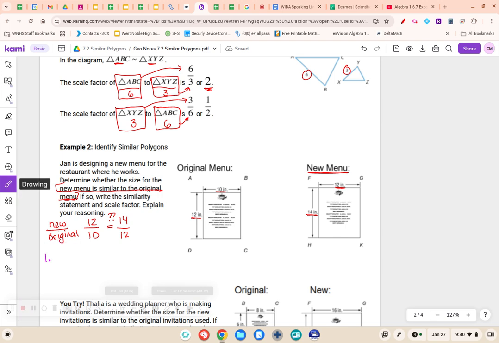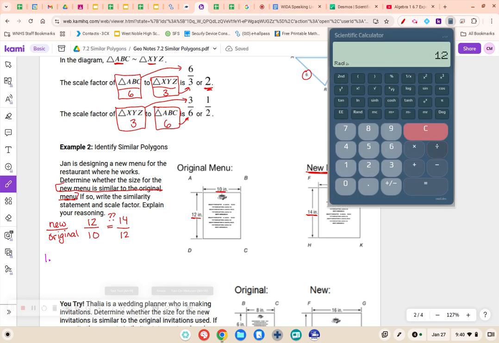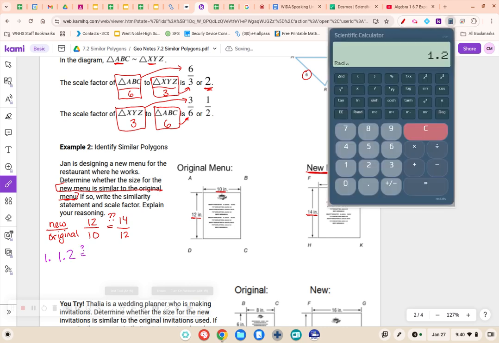Method 1, write these as a decimal. So 12 divided by 10 is 1.2. Is that the same as 14 divided by 12? No, they have to be exactly the same, not rounded, okay? So this is not the same, meaning that these are not similar to each other. But I'll show you our other two methods as well.